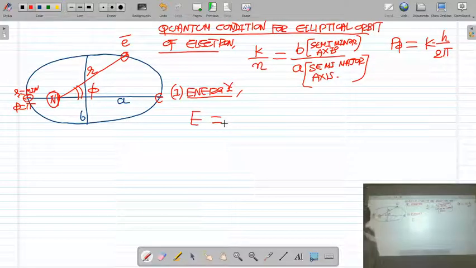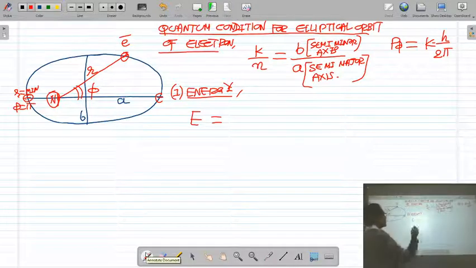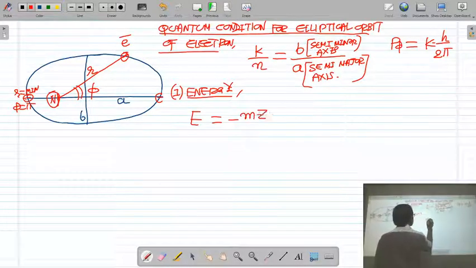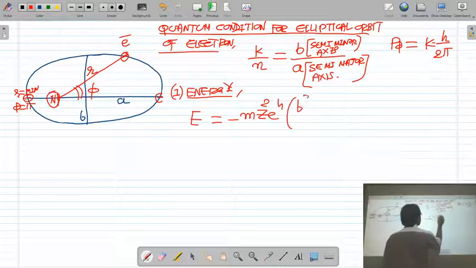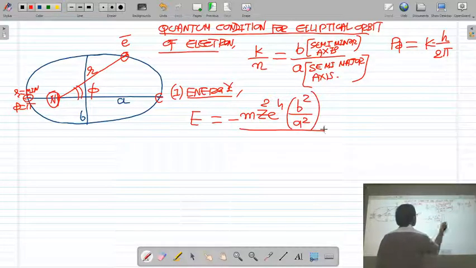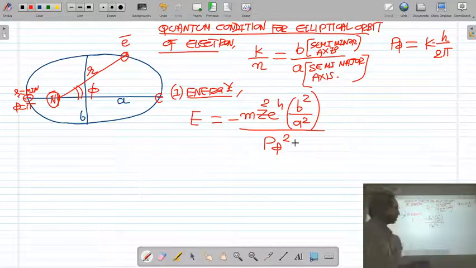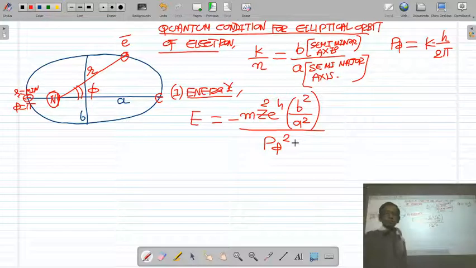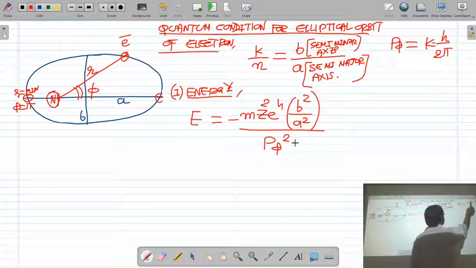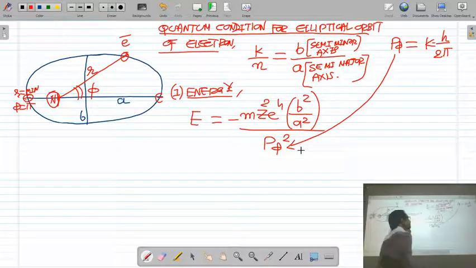If you remember my previous lecture, the energy expression we derived was minus m z square e raised to 4 p square upon a square upon p phi square. At that time, the angular momentum p phi of the electron was unknown. But now, by applying the Wilson-Sommerfeld quantum condition and solving the phase integral for the r coordinate and phi coordinate, we got the angular momentum p phi of the electron as kh upon 2 pi. So we substitute this value here.